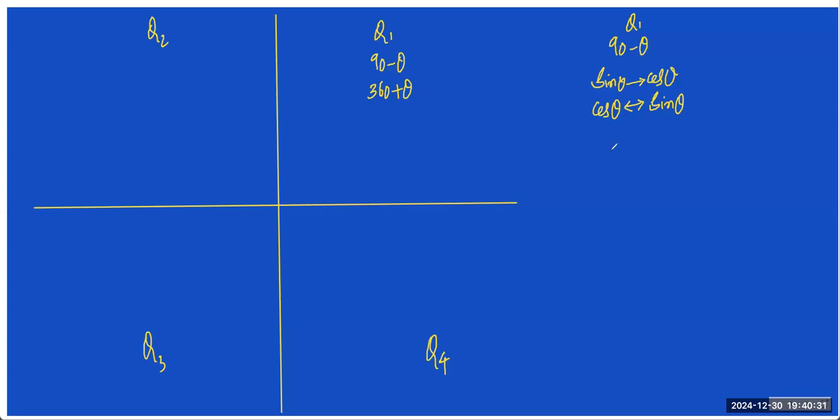in the first quadrant. Similarly, tan theta will change to cot theta, and then cot theta will change to tan theta. This is all about the first quadrant. And sec theta will change to cosecant theta, and then cosecant theta will change to sec theta for 90 minus theta, as well as for 90 plus theta. But this one we should take in another way. Okay, this is all about Q1, the first quadrant.